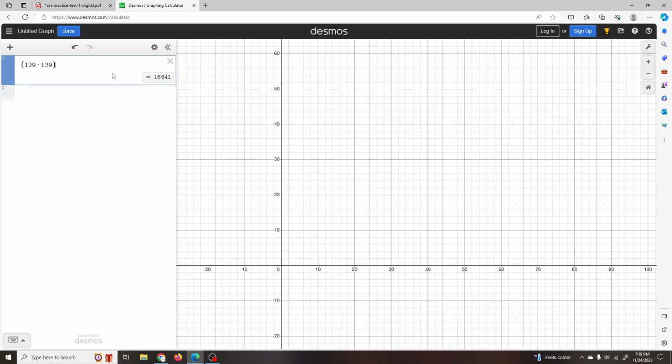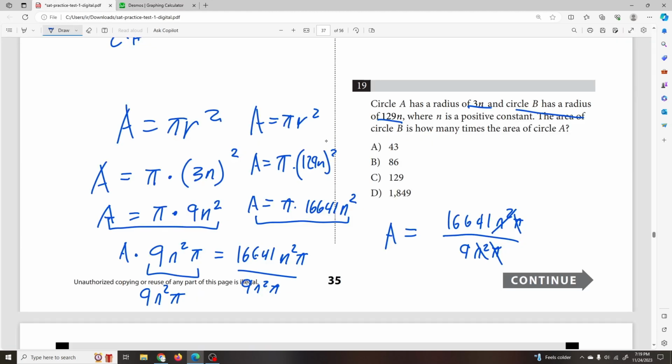And we're going to divide that number by 9. Divided by 9, that's going to give me 1,849, which is choice D, the correct answer. So, look, we found the area, or the quote-unquote area, of A and B. We found that the area of A was equal to pi times 9n squared, and the area of B is equal to pi times this big number squared, right?